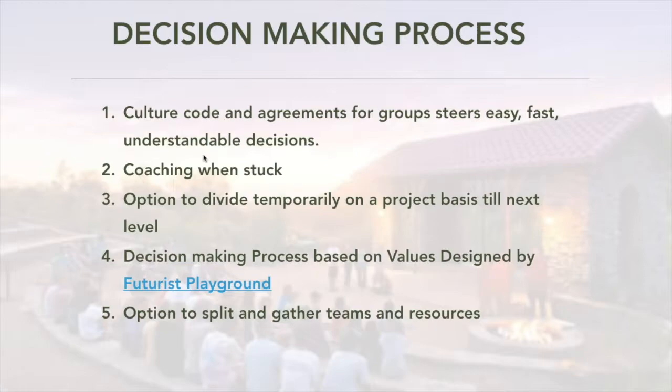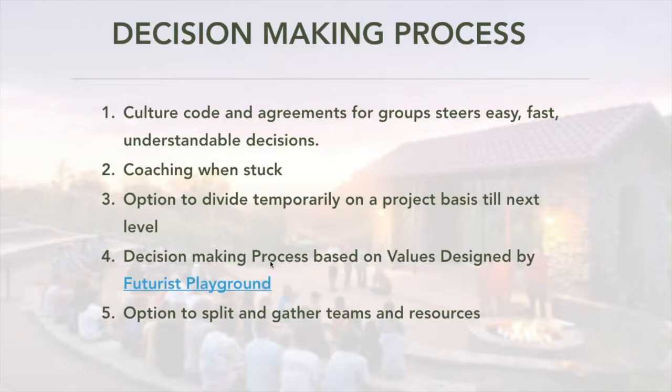And then if we can't do both, we go to the decision-making process that was developed by the Futurist Playground. And then lastly, we have the option to split on the project. Maybe someone takes it over and maybe someone does something else. Mitosis: we want to make sure if we're doing the same thing and we're splitting, we split evenly, at least when it comes to resources and the ability to move forward.